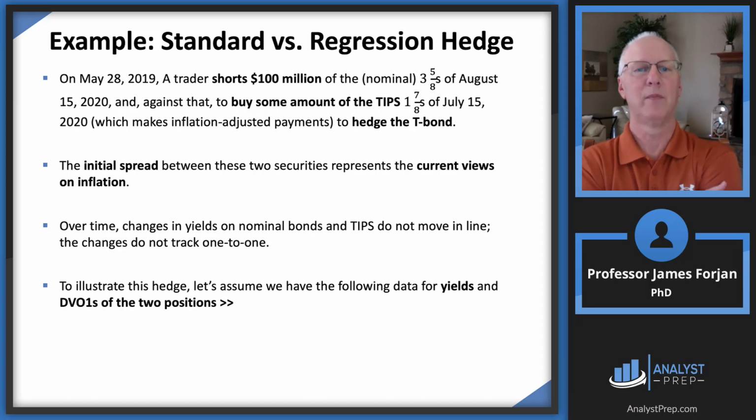All right, so here's an example that's pretty similar to what goes on inside of the chapter. So here we are. We had to pick a date, so let's pick May of this past year, 2019. And let's look at this just from the perspective of the short position. So we're going to short $100 million of 3.625 coupon rate treasury bonds that mature in August of 2020.